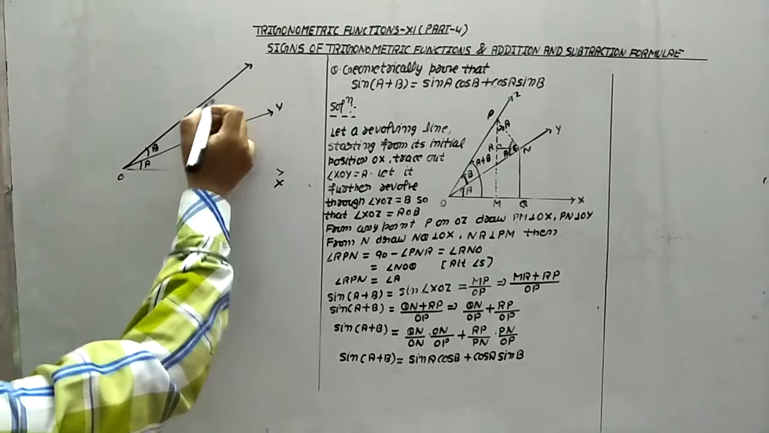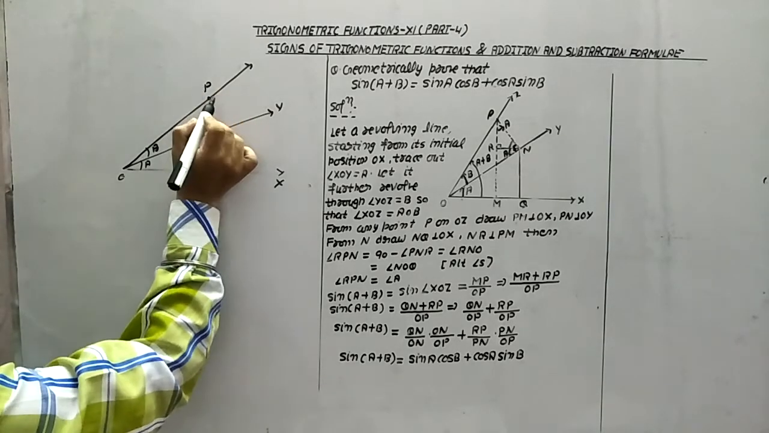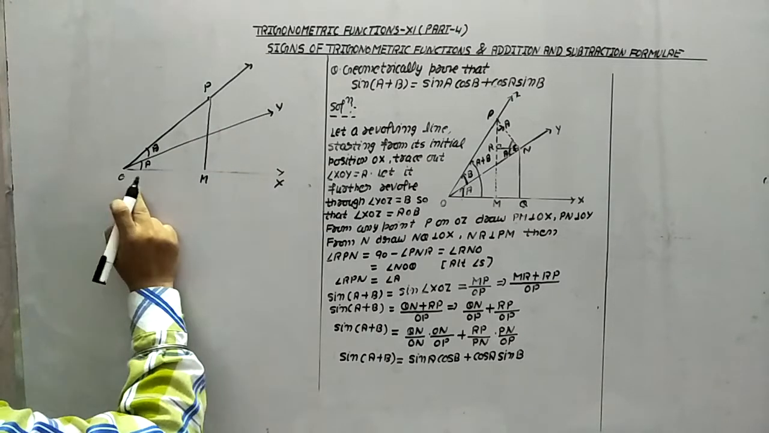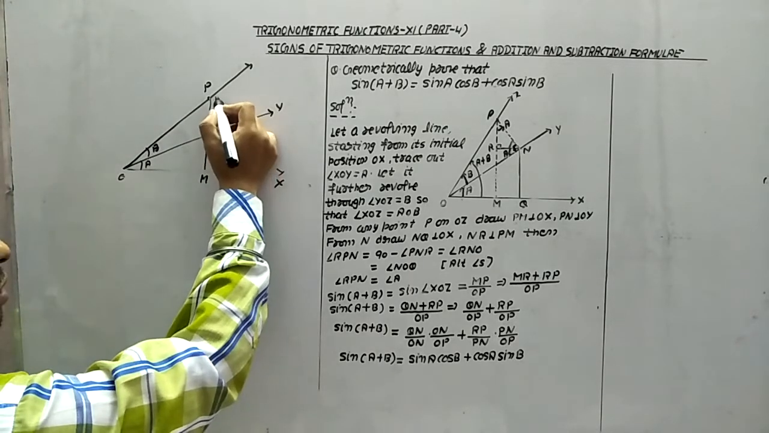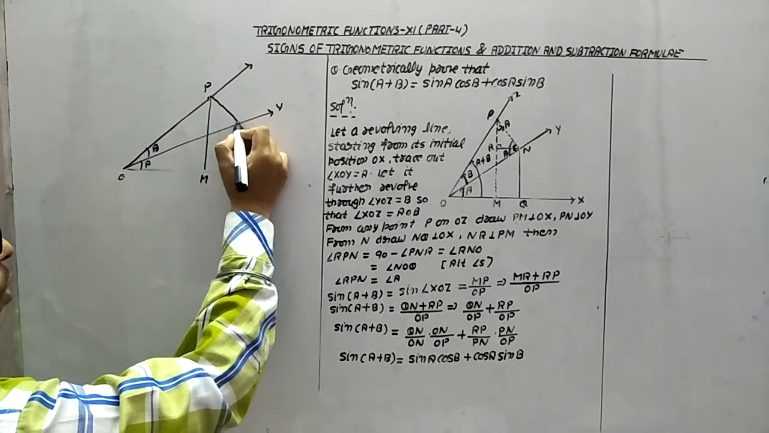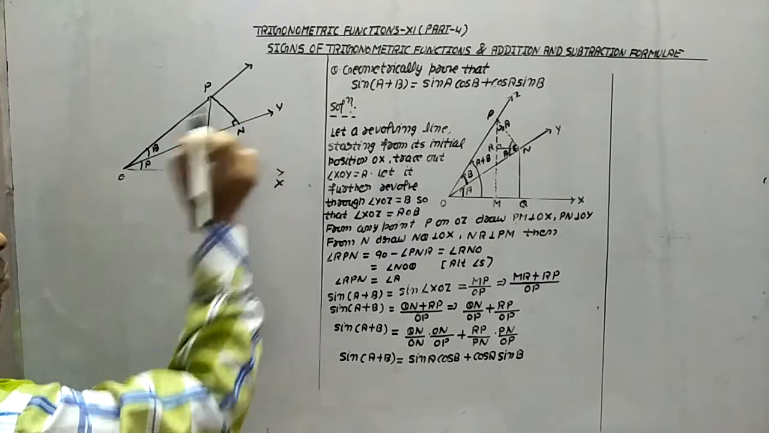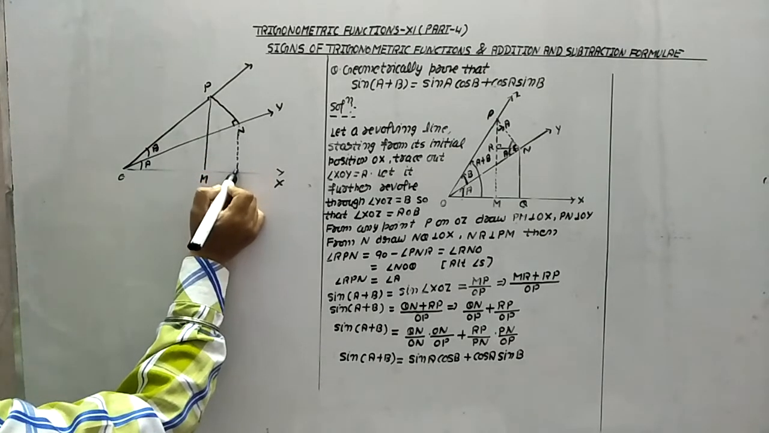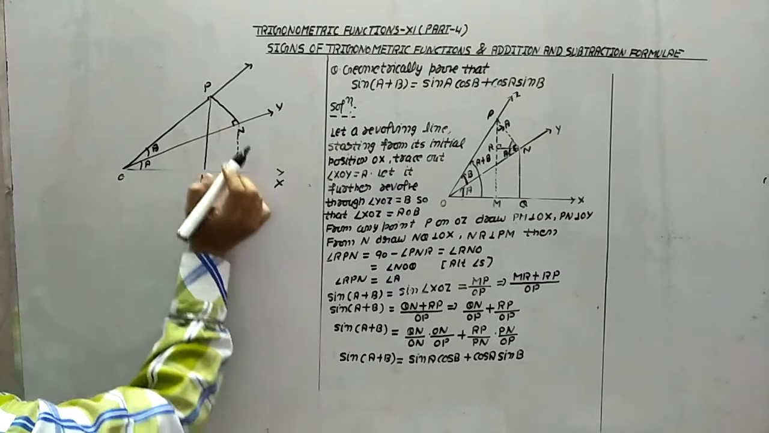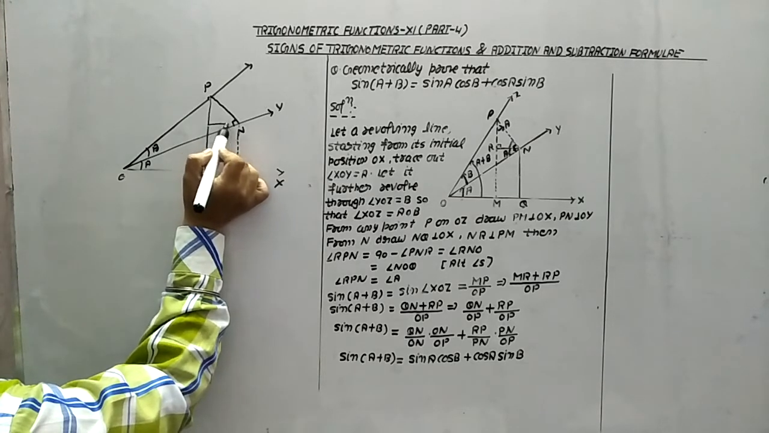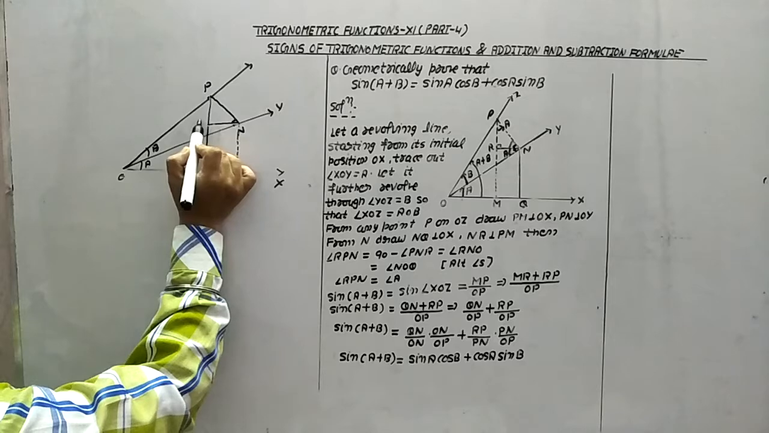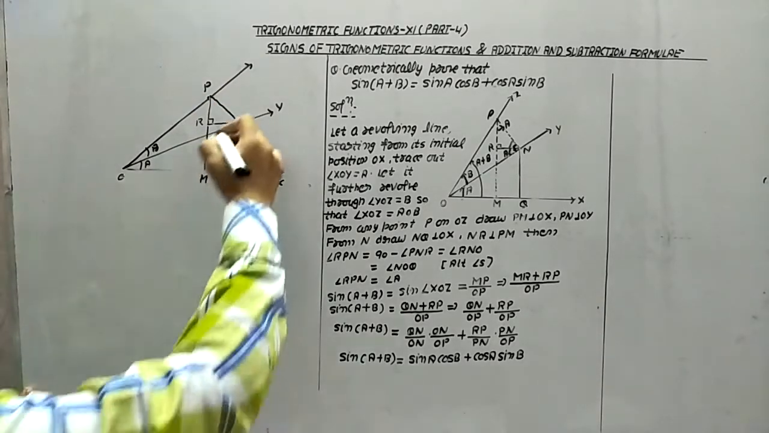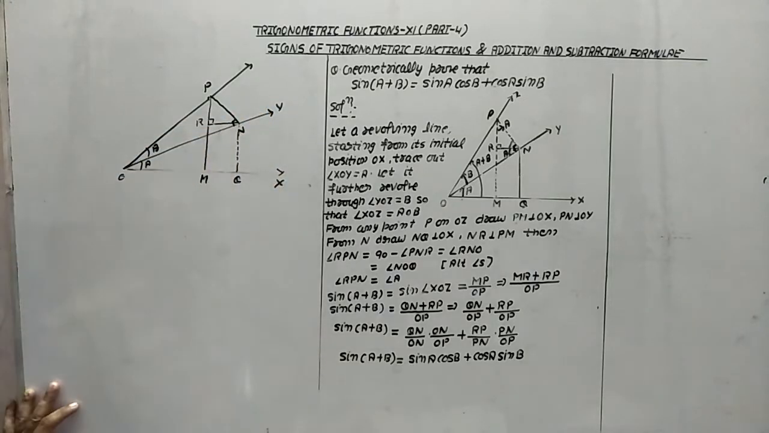Now what we have to do, we have to consider any point P, and through this point P we have to draw the perpendicular PM on OX, and this perpendicular PN on OY. This is the perpendicular PN. Now from this end we have to draw the perpendicular on OX. Let us suppose this is Q, and from N we are drawing the perpendicular NR on this PM. So first of all we are going to draw these perpendiculars.